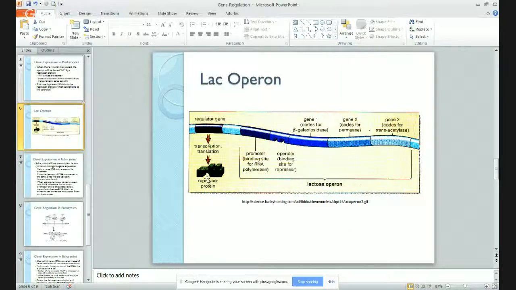Then what that little notch there is, if there is lactose present, it's going to attach here, and so then it's preoccupied, if you will. RNA polymerase can still attach to the promoter, but there's nothing in the way, so then it's able to go ahead and transcribe. So hopefully now that makes a little bit more sense.